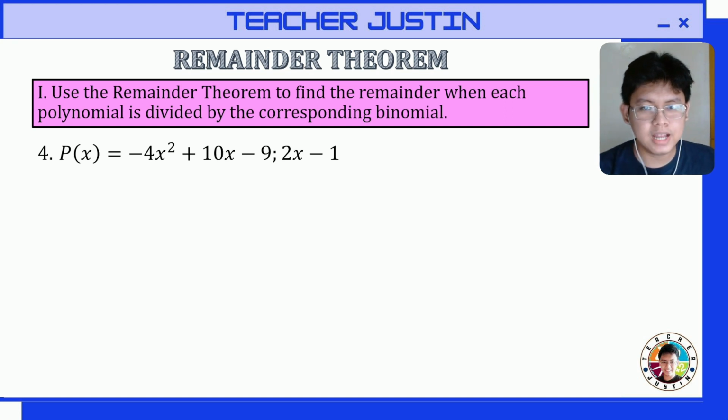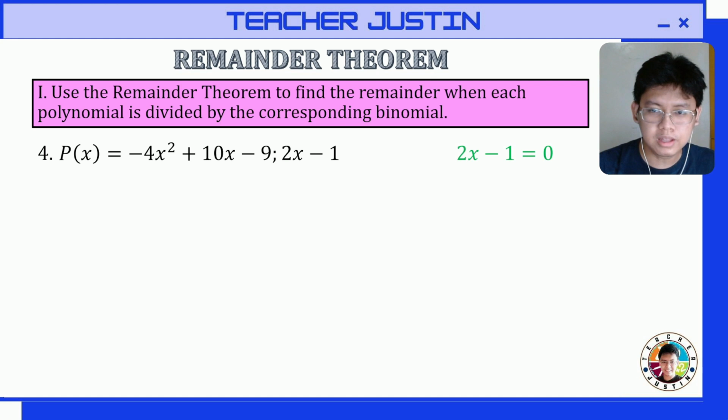So, para makuha natin yung remainder without using synthetic or long division, ang gagawin natin is we will copy the binomial 2x minus 1 and equate it to 0. Tapos, let's solve for the value of x. So, lipat si negative 1 to the other side, change the sign. We will have 2x is equal to 1. Divide both sides by 2. That will give us the value of x, which is equal to 1/2.